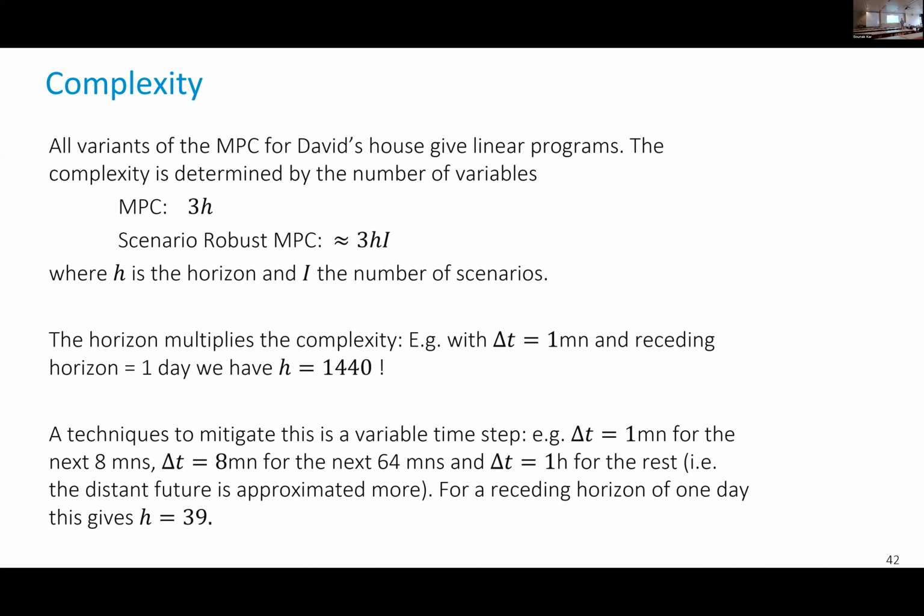Now, complexity: there is a price to pay for this. The major price to pay is the number of time steps. So for example, in the example I showed, with 1 minute time step and receding horizon of 1 day, that gives a number of variables equal to close to 1,500. So I have to compute state, action, and predicted disturbances for 1,500 steps in the future. This still works. Linear programs are able to handle hundreds of thousands of variables, but this is why it's important to be linear here.